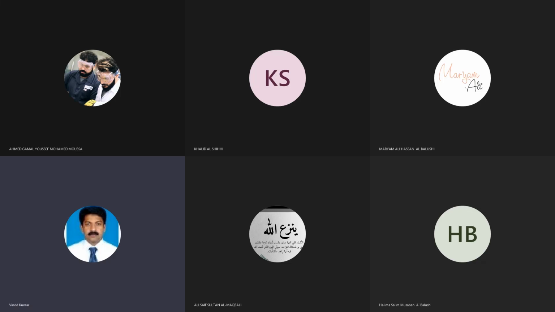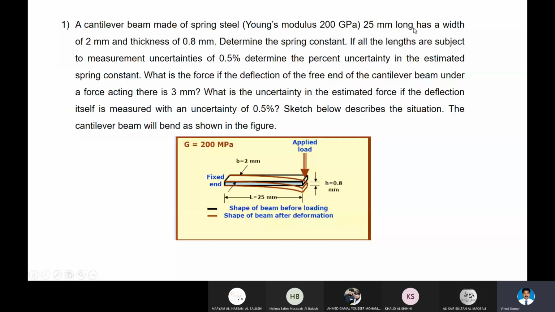Cantilever beam made of spring steel. Modulus of elasticity is given. It is 25 millimeter long, has a width of 2 millimeter and thickness of 0.8 millimeter. Determine the spring constant. We need to find spring constant for this material. If all the lengths are subjected to measurement uncertainties of 0.5 percentage, determine the percentage uncertainty in the estimated spring constant. Uncertainty means what? Error.